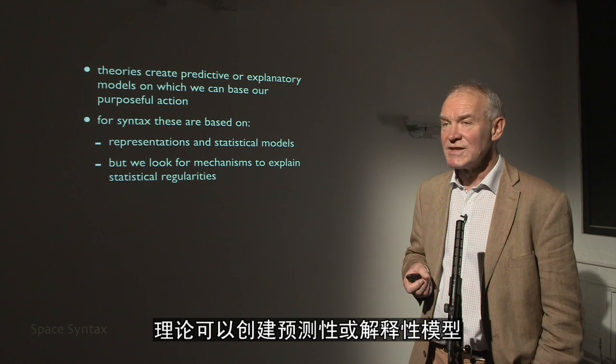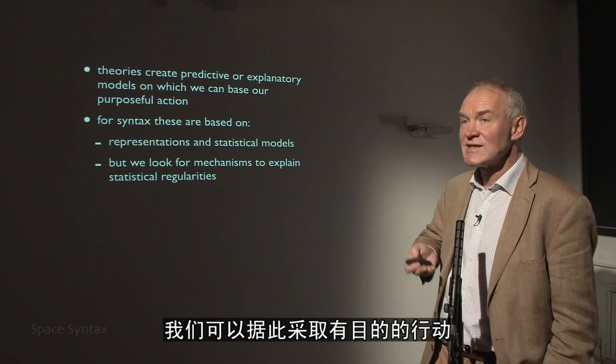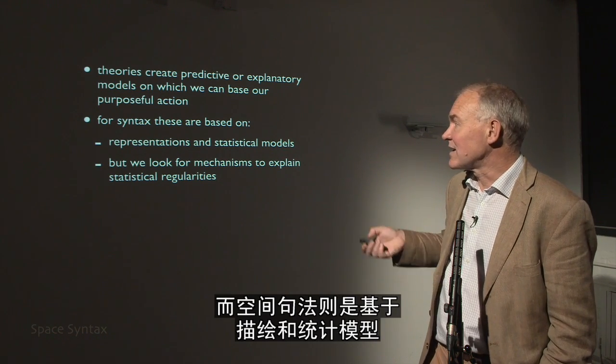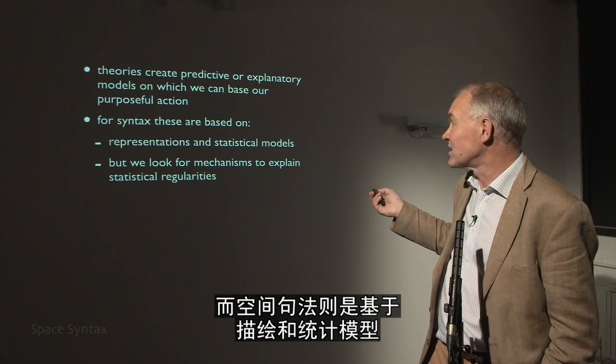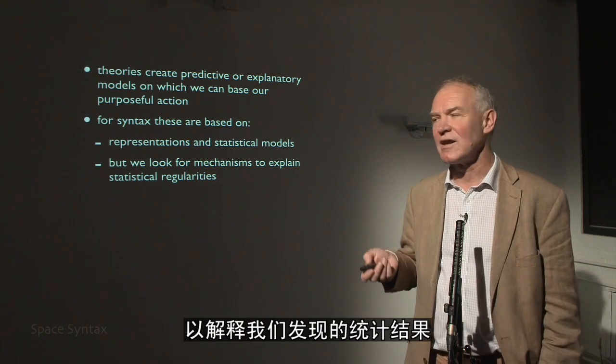Well, theories create predictive or explanatory models which can base our purposeful action on. And for syntax, these are based on representations and statistical models. But we must also look for mechanisms to explain what we're finding statistically. So when we can explain that the way that people move through space places them on the main street, we have to try and understand what it is that an individual perceives in the street that leads them to understanding that it's a main street or a back street.